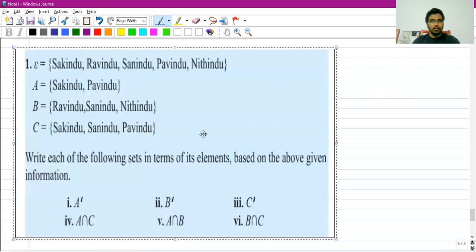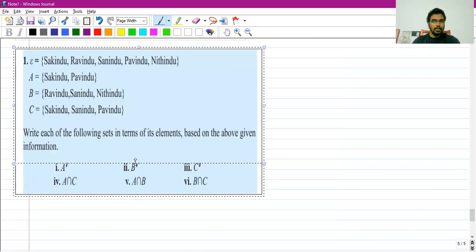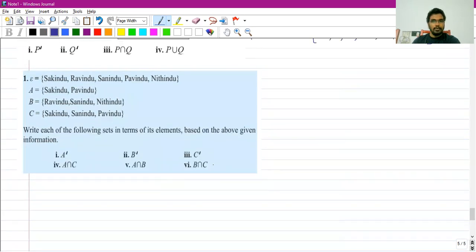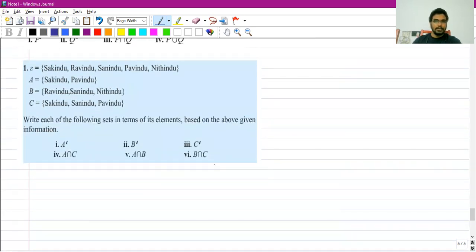Exercise 22.5, first question. You can pause this video and do it, and now I'm going to discuss this question. So, first part, shall we see what this is? The universal set has Saktindu, Ravindu, Sanindu, Pavindu and Nitindu. They are somewhat rhyming names, so you may find them difficult to understand sometimes.